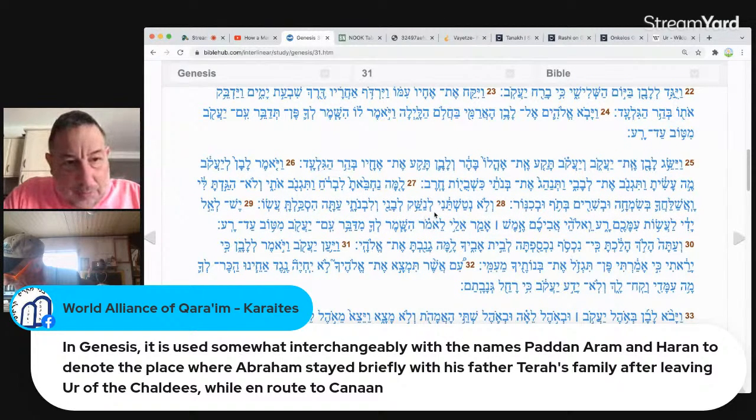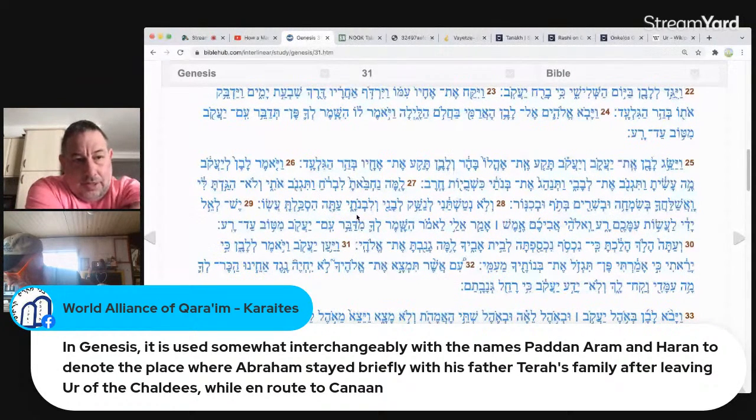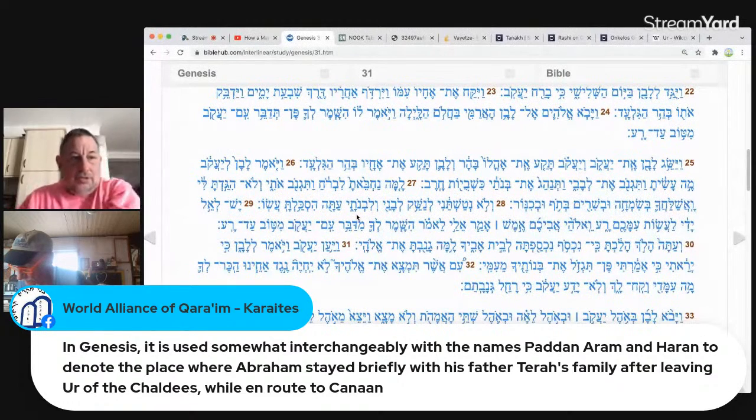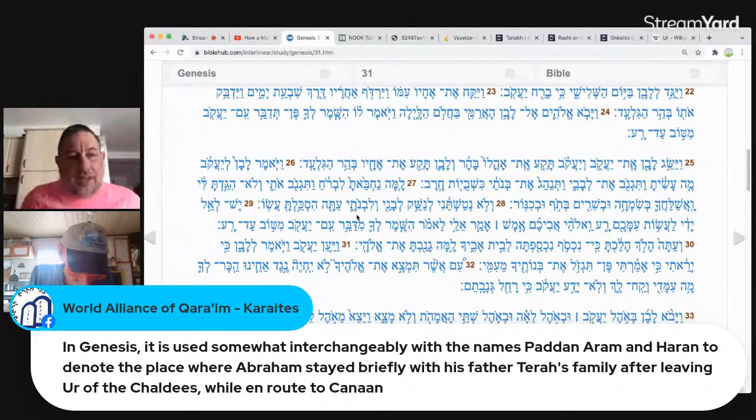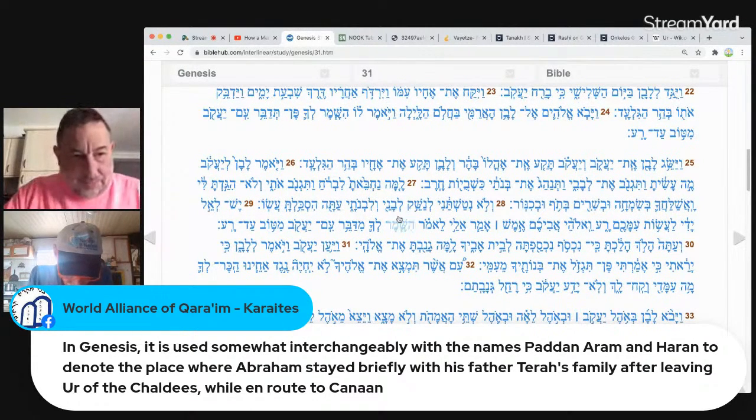So we see here that Lavan is complaining that he didn't get to kiss his sons and his daughters goodbye. Well, he doesn't have any sons that are going with Yaakov. He only has daughters, right? So who are these sons? The sons there are clearly referring to the children of Rachel and Leah, and the two concubines, Zilpah and Bilhah. That's clearly what it's referring to, yet they're called Livanai, my sons.